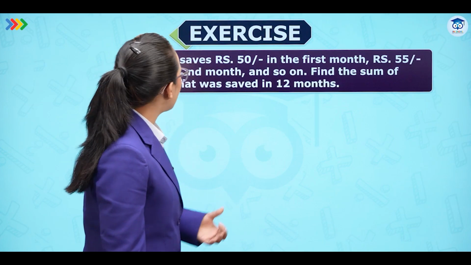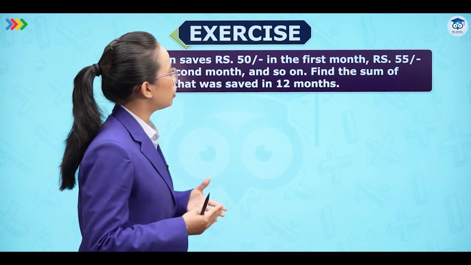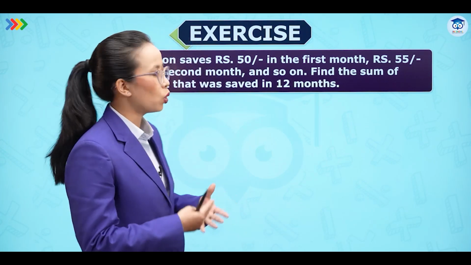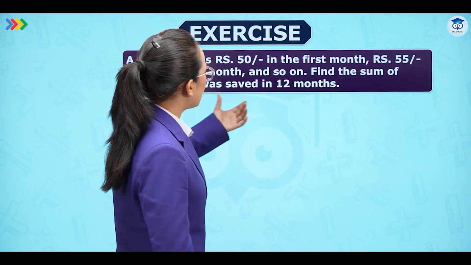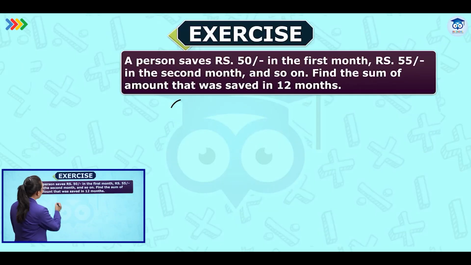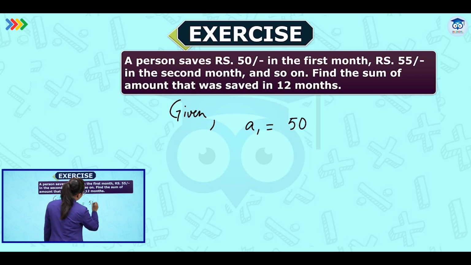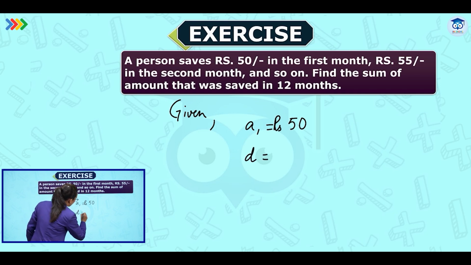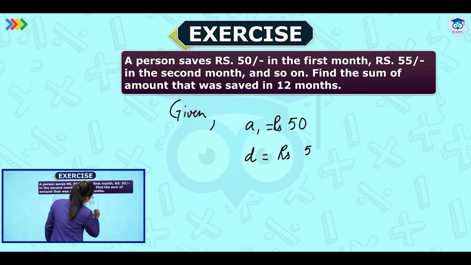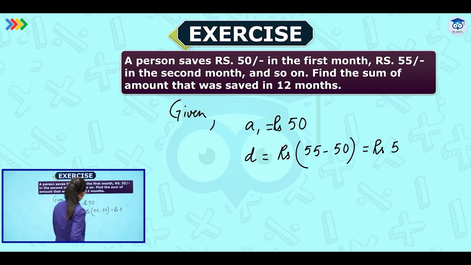So next we have: a person saved rupees 50 in the first month, and then rupees 55 in the second month, and so on. It's increased by 5. So then find the sum of the amount that was saved in 12 months. So given, we have this 50 rupees is A1. A1 is 50 rupees, the first month's saving, and then we have d. Now 55 minus 50, which is equal to 5. So rupees 5 is the common difference.